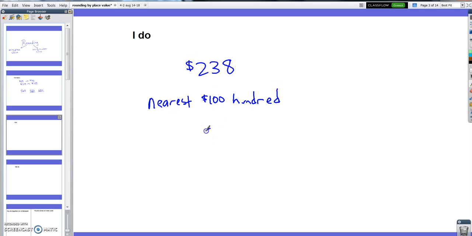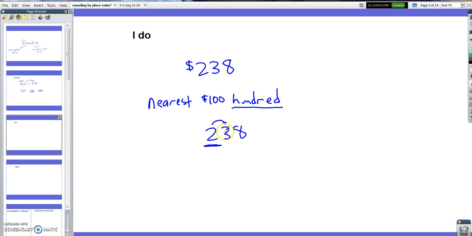And here's how I would do that. I would take my 238, and if I'm rounding to the nearest 100, I'm looking at my hundreds number. I'm going to go to the closest 100 to 238. The way I do that with place value is I look over here at that 3. That number is below 5, so this number is closer to 200 than to 300.